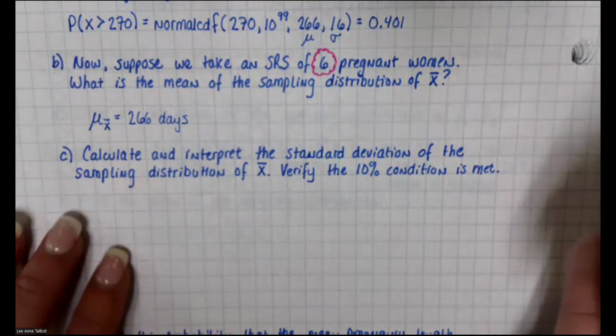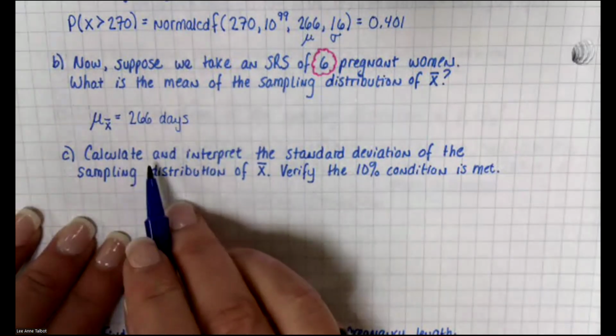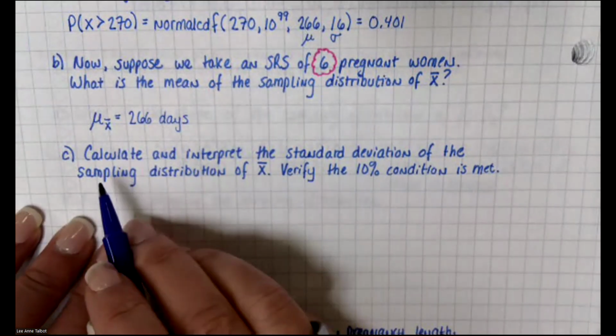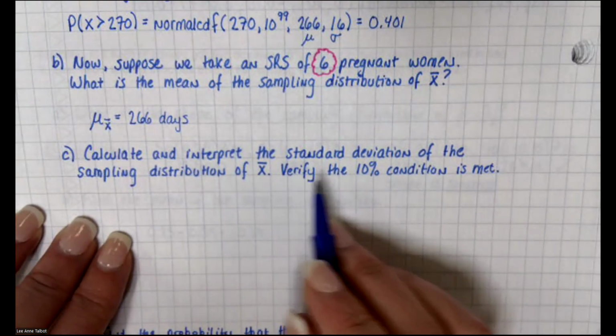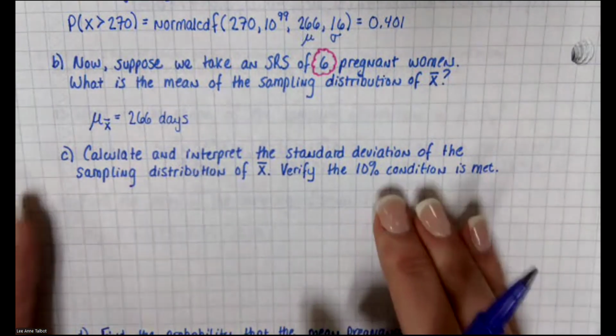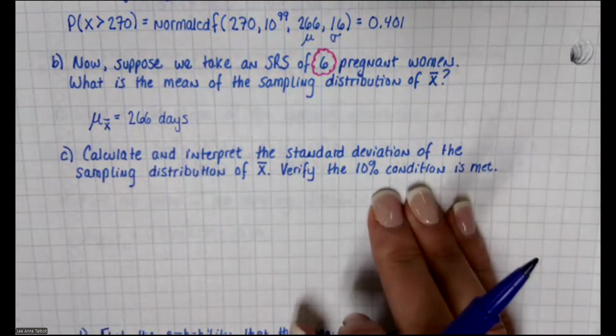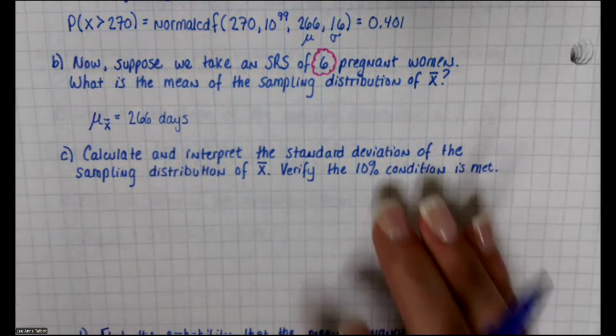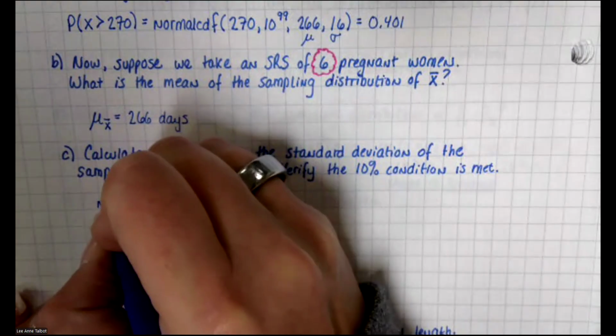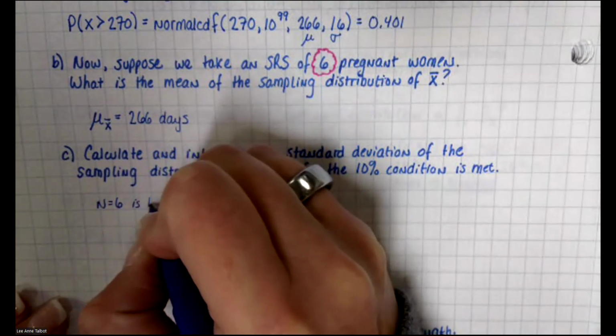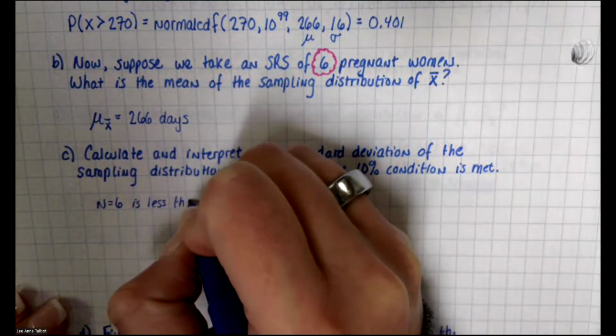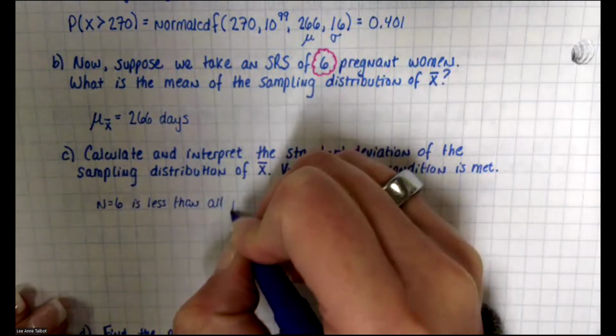Okay, anyway. So calculate and interpret the standard deviation of the sampling distribution of X bar. Verify the 10% condition is met. Again, all the directions are going to say this. You need to do that first, though. So n equals 6 is less than all.